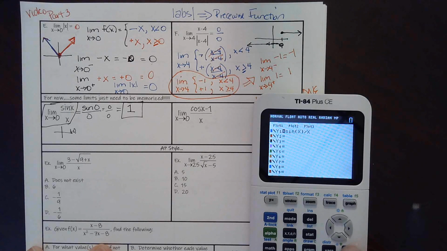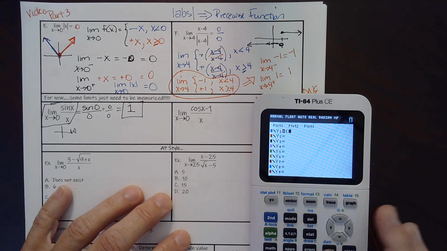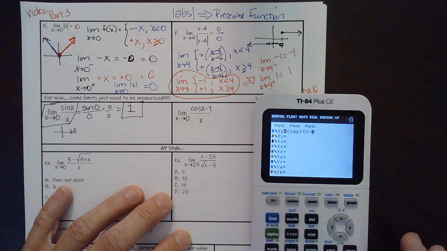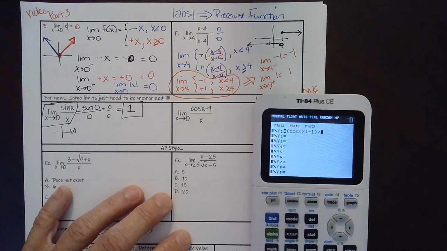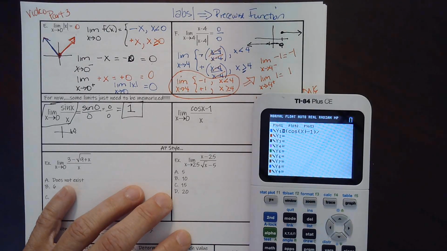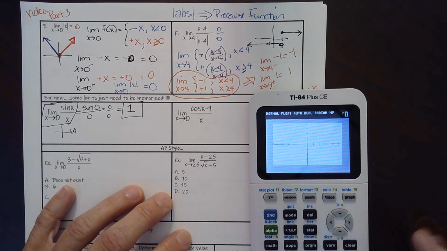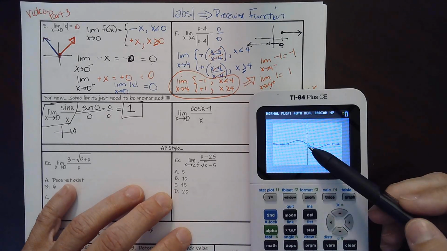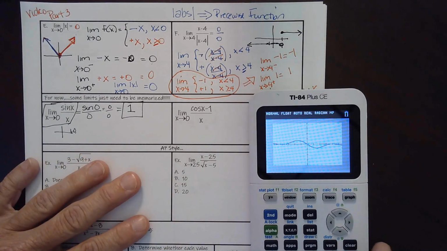So I'll go into y equals. I'll clear that out. I'll open my numerator with parentheses. I have cosine of x, close the x, subtract the 1, and close the numerator. And then divide by x. And let's graph. So again, as x approaches 0 from the left and from the right, the y value is 0.